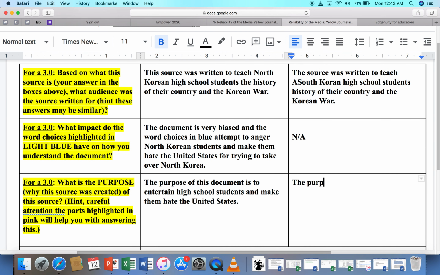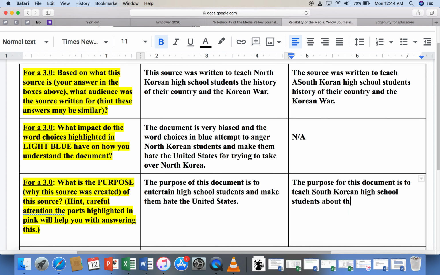I would say the purpose of this document is to teach South Korean high school students about their history and blame North Korea for starting the Korean War. And again, it's interesting here, North Korea doesn't take responsibility for starting the war. Instead, they blame the United States. And South Korea doesn't take responsibility for starting the war and blames North Korea. So there's some wiggle room there.